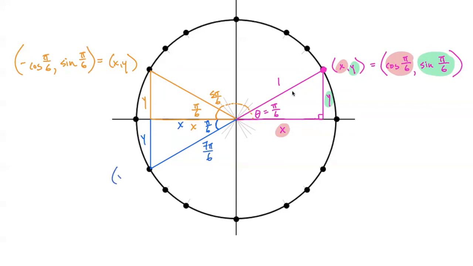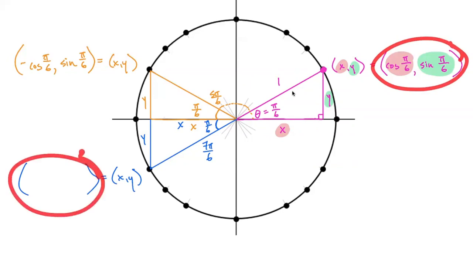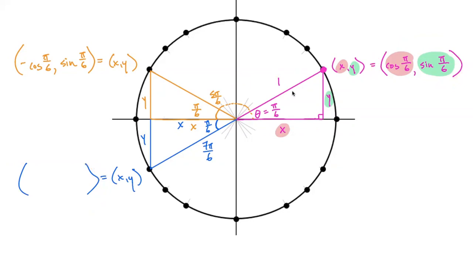And same thing, if we said this is x and y, how can I use these coordinates to tell me about the coordinates for 7 pi over 6? Nice, really nice. They're the same, but they're both negative, right? Because if you think about this like an xy plane, this is negative x and this is negative y, right? So I'm going the same distance, but negative cosine of pi over 6 and negative sine of pi over 6, right?